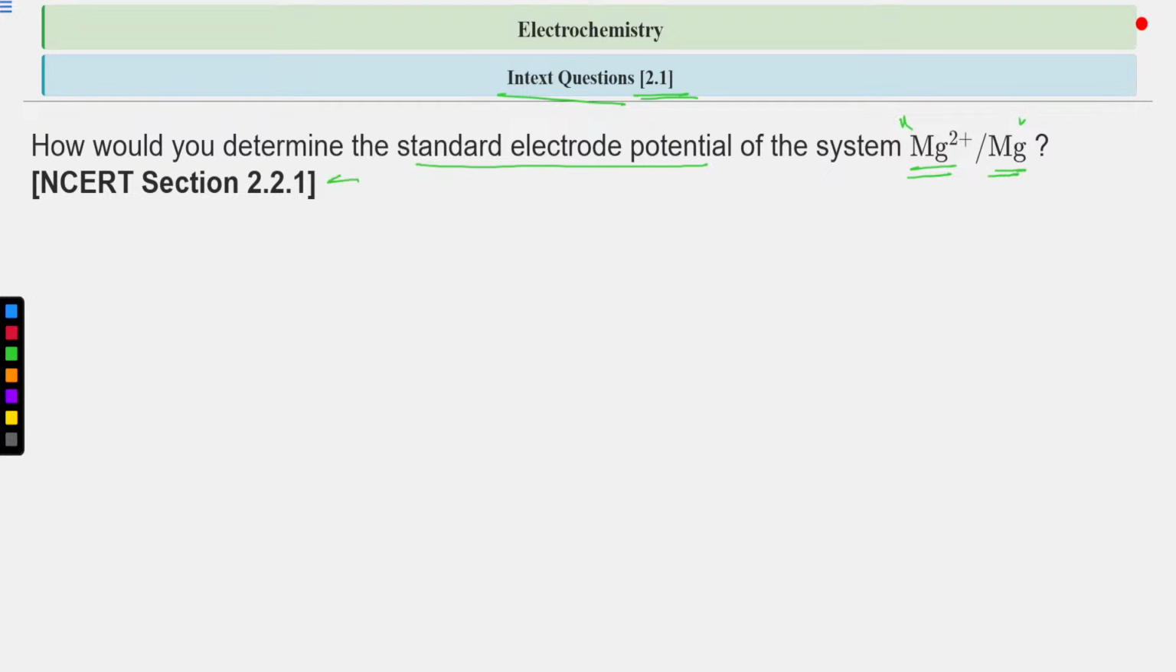So we will solve this question using NCERT subsection 2.2.1. Before that, if you have some time, you can go through it, try to solve it, analyze it, and then we can see the correct answer.